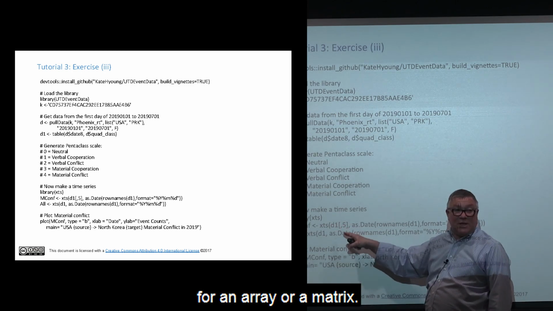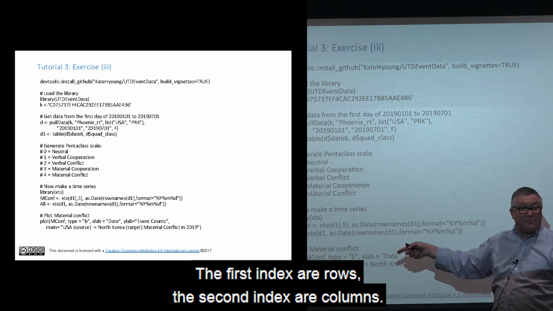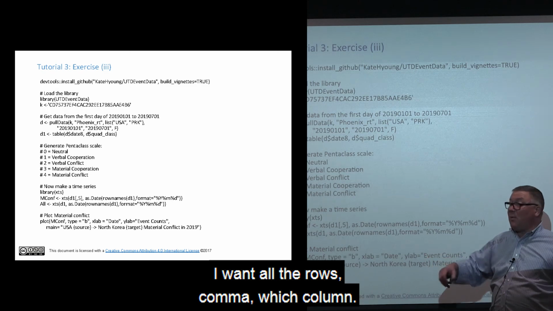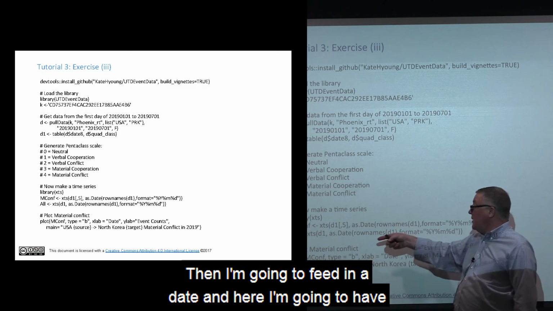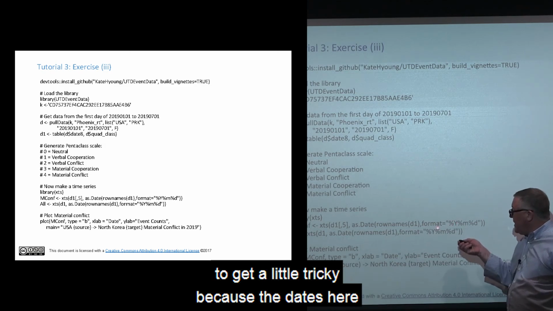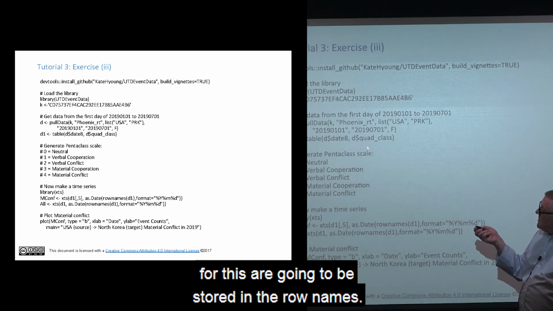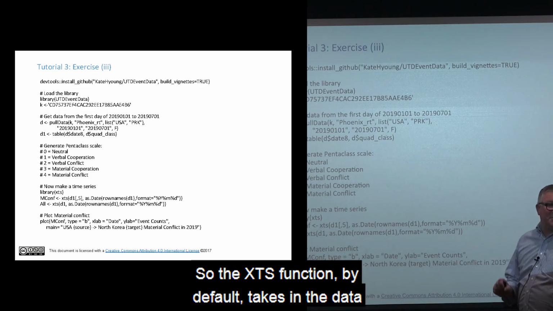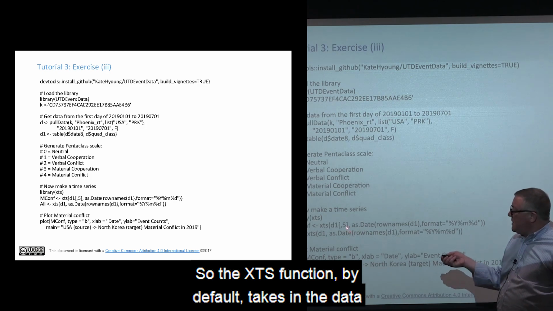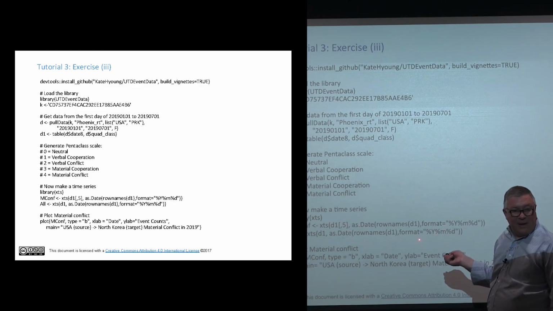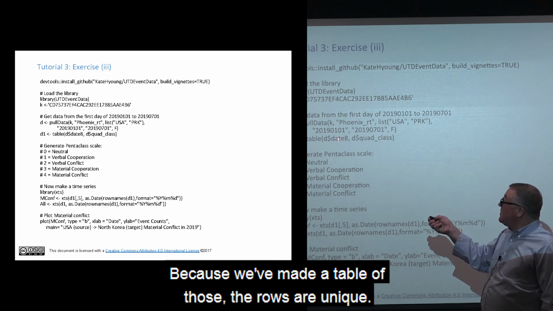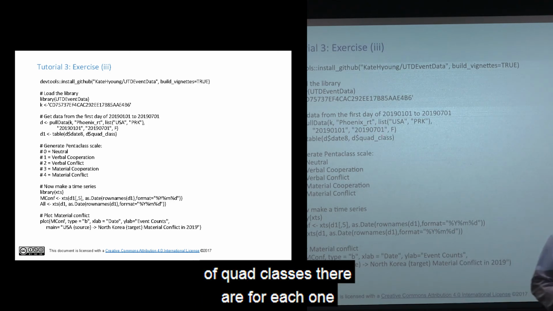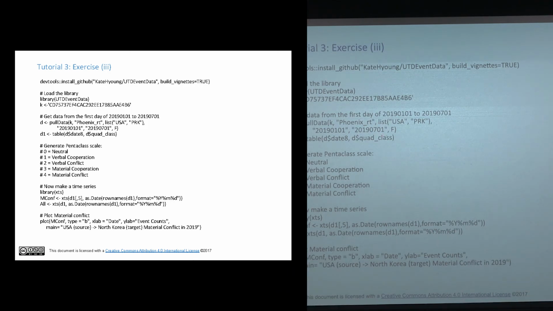This index works just like you'd expect for an array or a matrix. The first index are rows, the second index are columns. So if I don't put anything down for the first index, I want all the rows, comma, which column. Then I'm going to feed in a date. And here I'm going to have to get a little tricky, because the dates for this are going to be stored in the row names. So we're going to extract out the row names and tell it how they're formatted and pass those in as dates. The XTS function by default takes in the data and then the date formats. Because we've made a table of those, the rows are unique. It's just counting how many of each kind of quad class there are for each one of the potential columns.